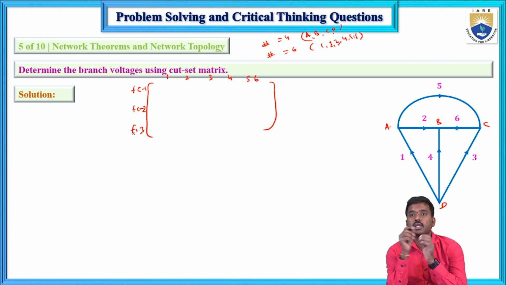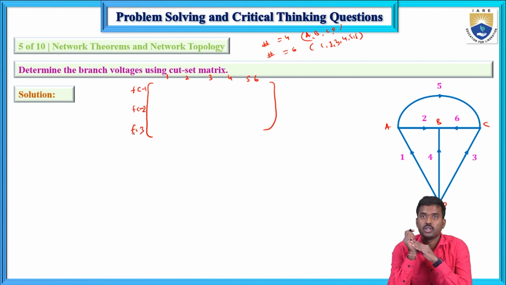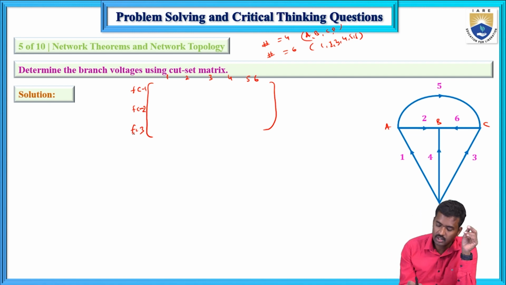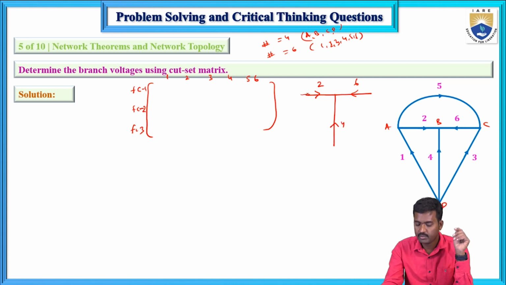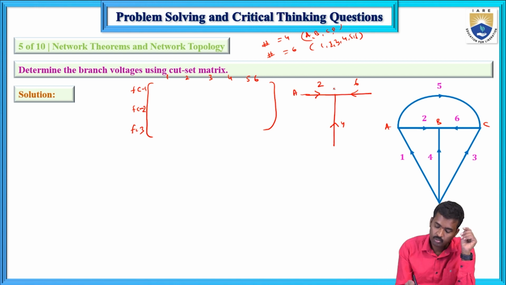How will you determine the cut sets? To frame the cut sets, first select any one of the trees. I am considering this one: this is 2, this one is 6 and this one is 4. This is the tree. By the tree definition, there must be all nodes A, B, C and D, and there should not be any closed path. So the remaining are links, not twigs. Tree branches are known as twigs.